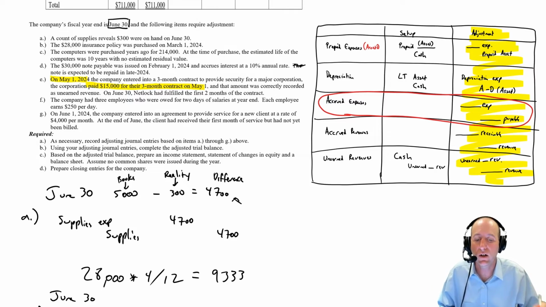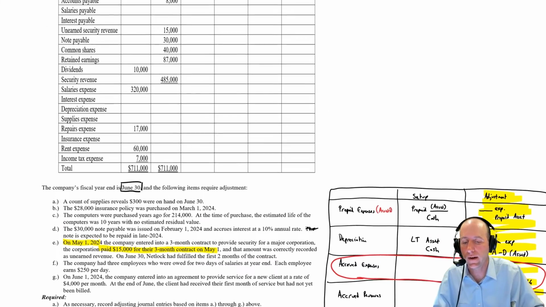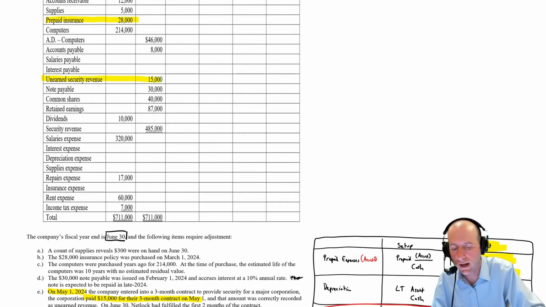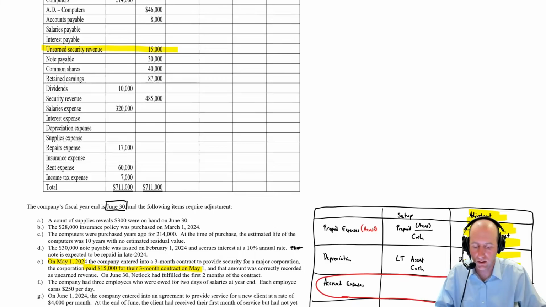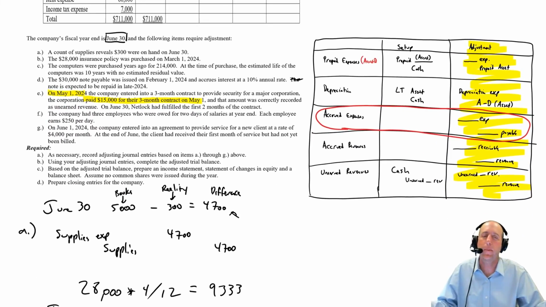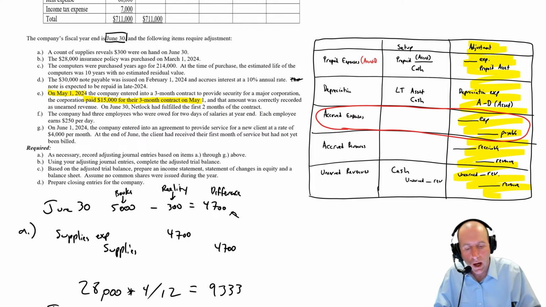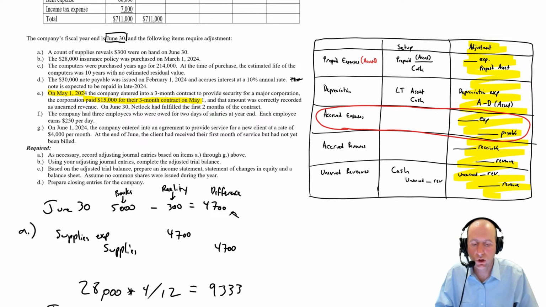This is an unearned revenue. I'm expecting to see unearned revenues of $15,000, and you know what? I do. There it is, $15,000 of unearned revenue. So back when that happened, the accountant did a wonderful job. They went debit cash, credit unearned security revenue. And that amount was correctly recorded as unearned revenue. On June 30th, NetLock had fulfilled the first 2 months of the contract.